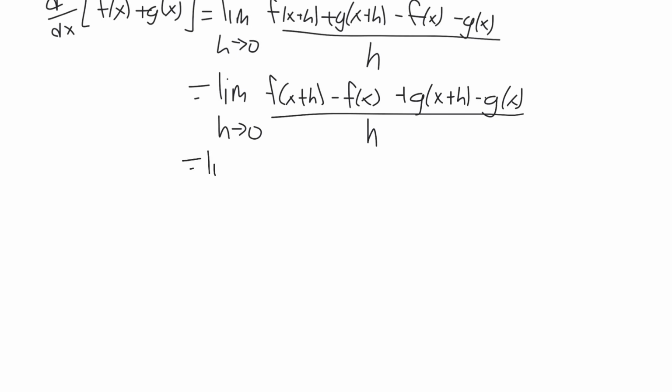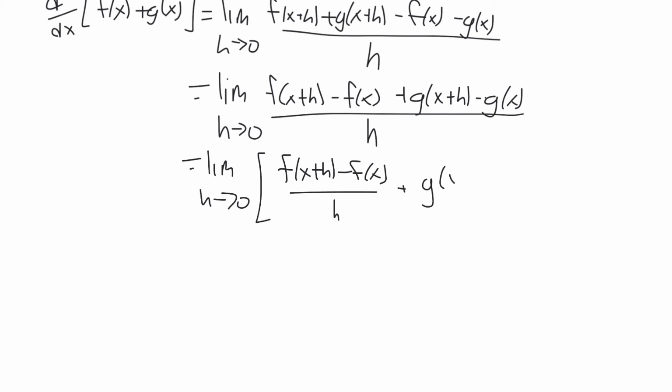We're going to write this as the limit as h approaches 0 of f(x+h) minus f(x) over h, plus g(x+h) minus g(x) over h. We're going to split it up into two fractions. Well, I'm also going to want to split them up into two limits. And I'm allowed to do that because I have the limit of a sum, which we know is going to be equal to the sum of the limits. So we'll write that down.